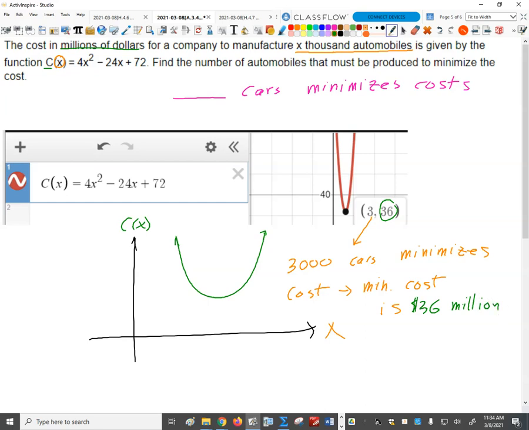So the answer actually isn't 36. The answer is 3,000. They wanted to know how many cars should we produce to minimize costs. They never actually asked us what the minimum costs were. They just wanted to know how many cars should we build? 3,000, right? Because that's the input value. That's the value of h, the x coordinate of the vertex. Everybody get that? Okay. All right.